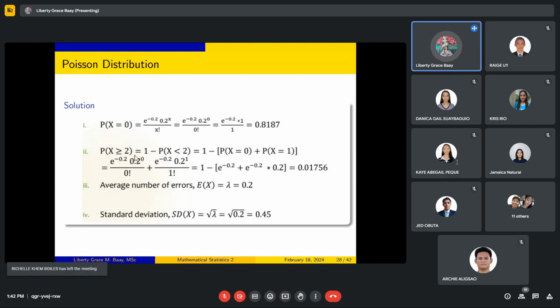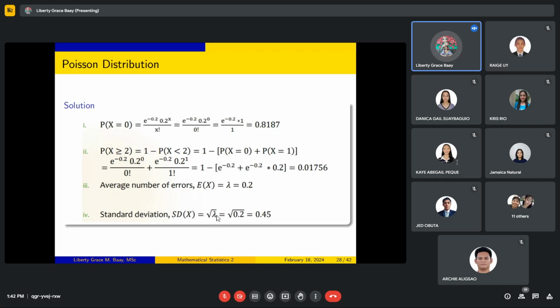So the next one is the average number of errors. It is already given in the problem, right? So that is just equal to the lambda. So we have 0.2. The average number of errors is 0.2, and for the standard deviation, that is just the square root of the lambda.